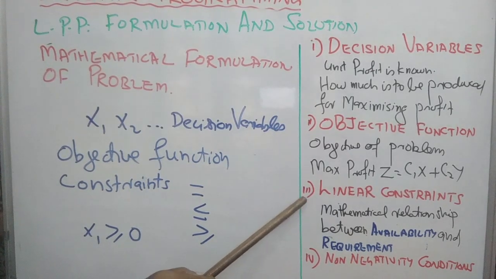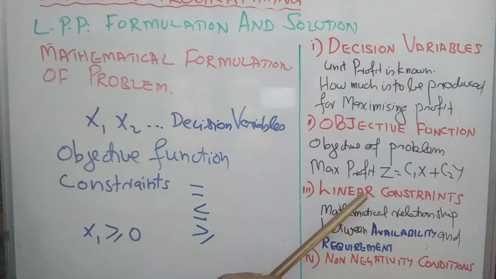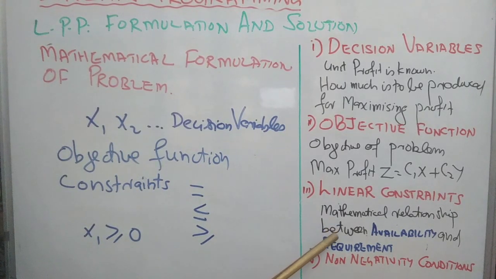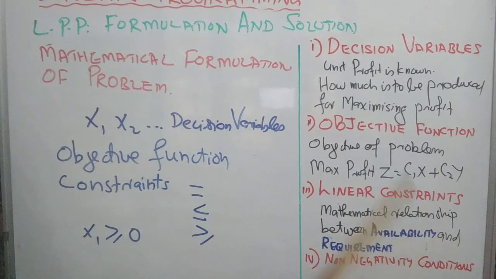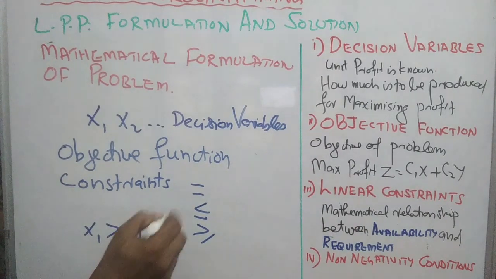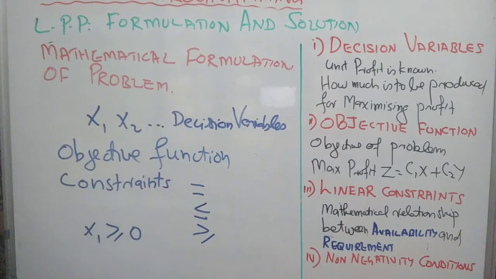Then comes the third component, linear constraints. Constraints mean some mathematical statements giving the relationship between availability and requirement. In a mathematical statement, availability and requirement are connected by equal to, less than or equal to, or greater than or equal to, according to the objective of the problem, according to availability and requirement conditions.